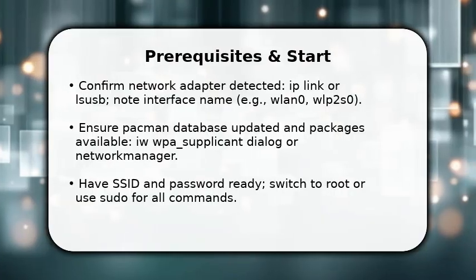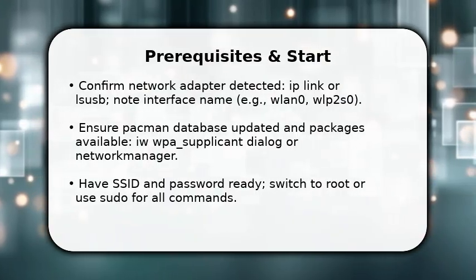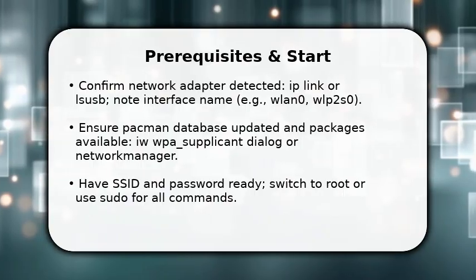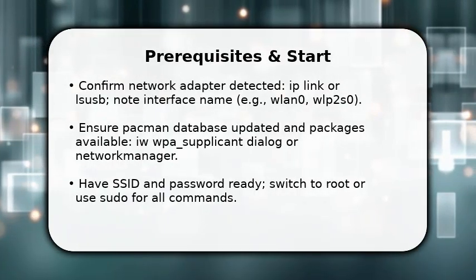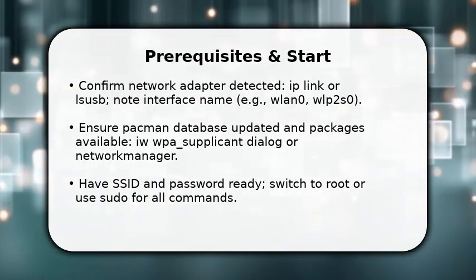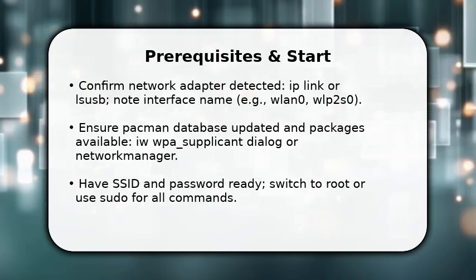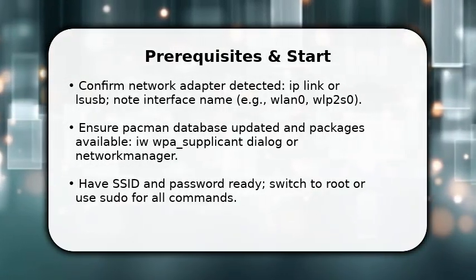You begin by verifying hardware and permissions. Check the wireless interface with ip link or iwdev to see its name. You need that to proceed. Once done, update the package DB and confirm iw, wpa_supplicant, and dialog or NetworkManager are installed so you can scan and authenticate. Make sure you have the SSID and password handy.